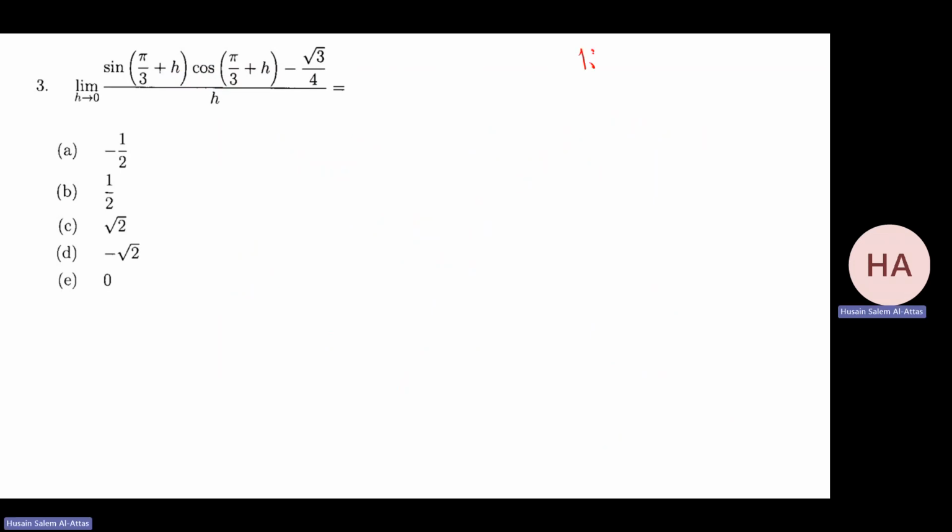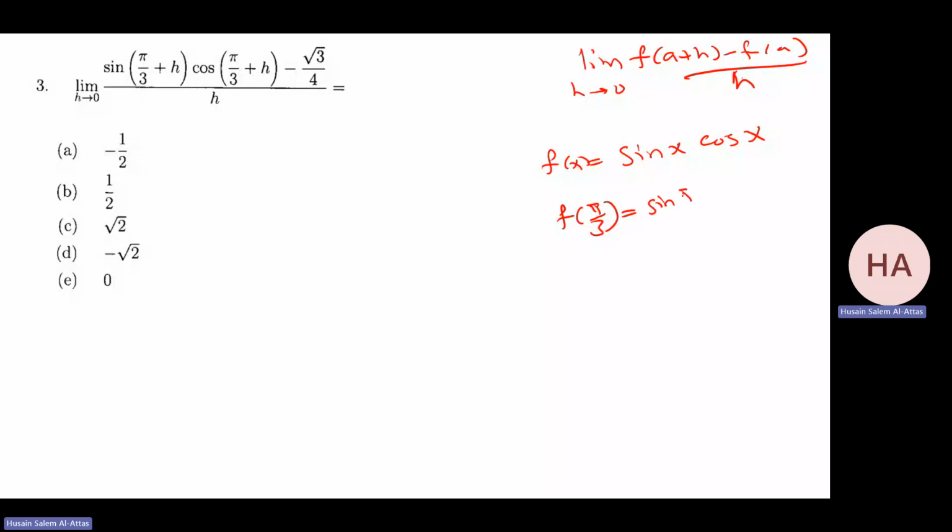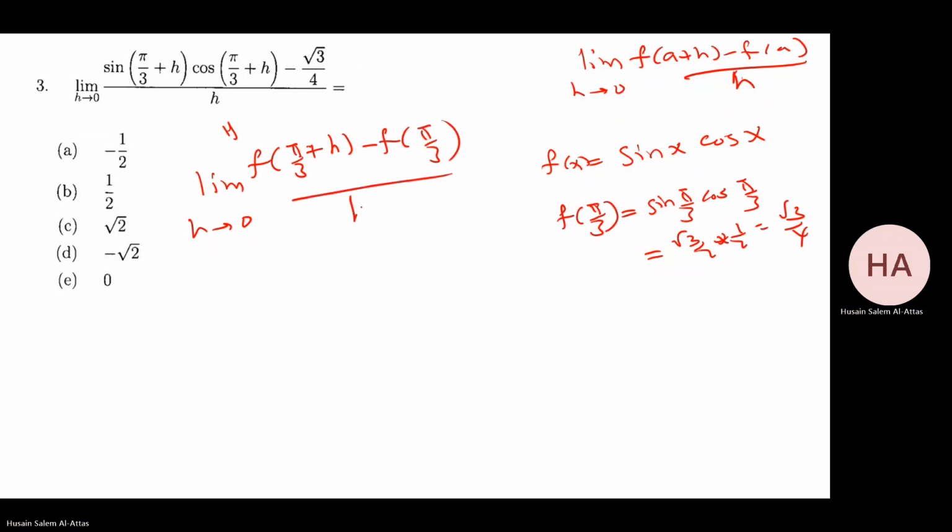You need to notice this one: it goes to 0 for a plus h. And you should notice if I have f of x equals sine x cosine x, then f at pi over 3 will be sine pi over 3 cosine pi over 3, which is square root 3 over 2 times half, which is square root 3 over 4. This one is a limit that goes to 0: f of pi over 3 plus h minus f of pi over 3, over h.